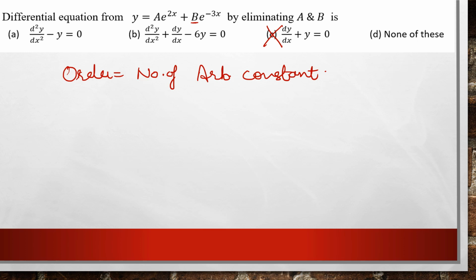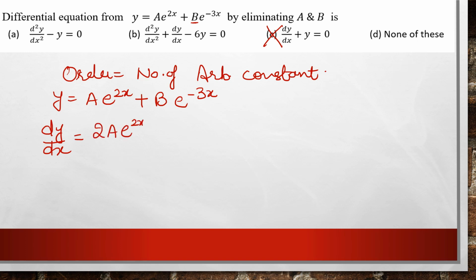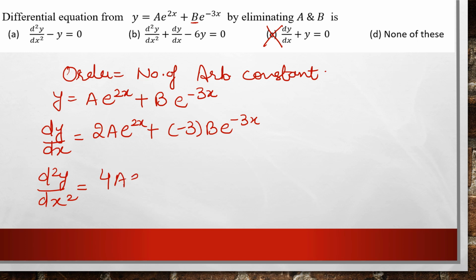Now let's find the derivative. So y is given as a e power 2x plus b e power minus 3x, right? So what is dy over dx? dy over dx is 2a e power 2x plus minus 3b e power minus 3x. Similarly, what is the second order derivative? The second order derivative d square y over dx square will be 4a e power 2x plus 9b e power minus 3x.